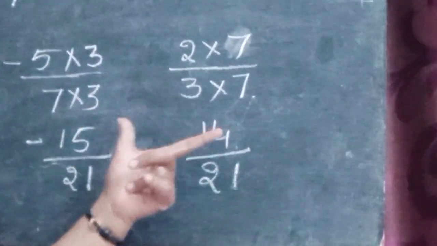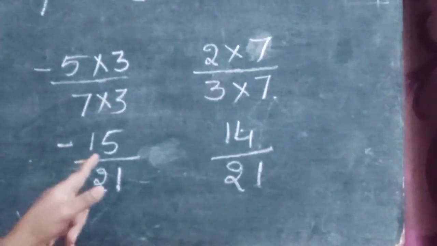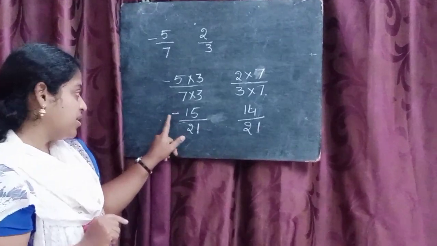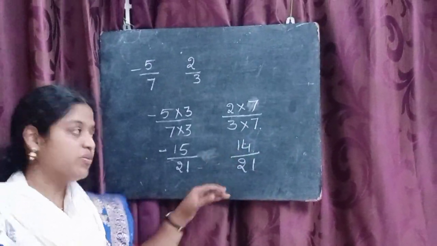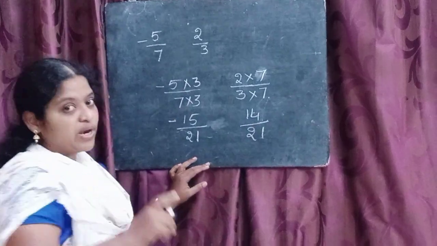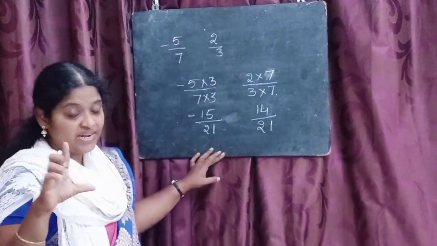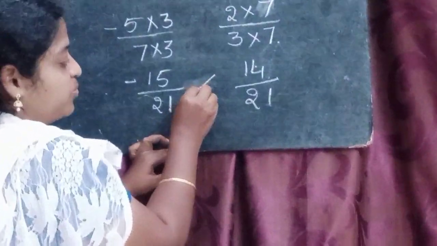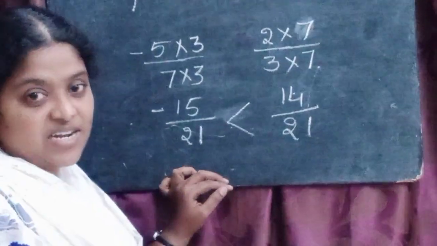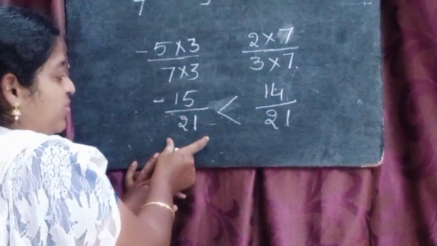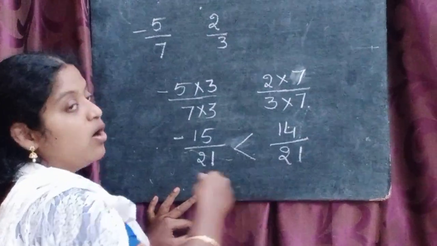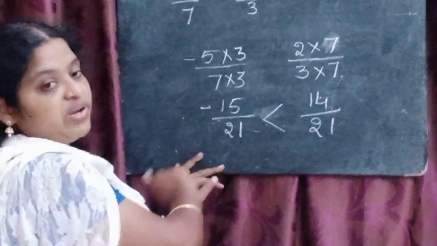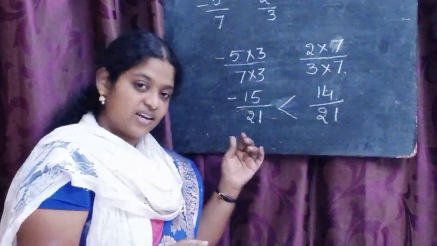Now you can say which is the bigger number. Generally we will say that 15 is the big number. But 15 has a minus symbol, correct? But here there is no minus symbol. It is a positive number. So automatically this will be the big number. I told you the mouth should be opened wide. That will be the big one. Open the mouth, fish mouth big. Clear, children? So minus 15 by 21 is less than 14 by 21. Or you can read it another way: 14 by 21 is greater than minus 15 by 21. Clear? Understood? Good.